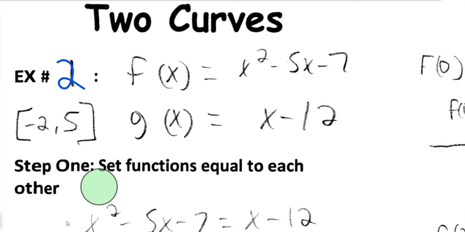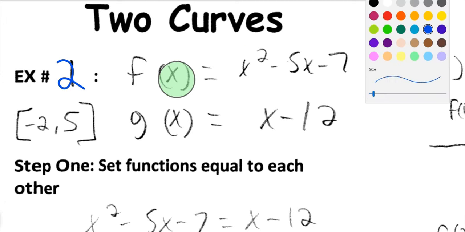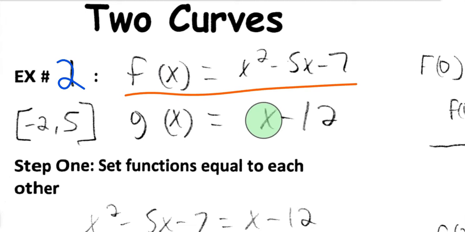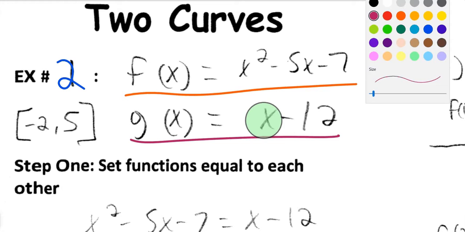All right, we're going to do another example of an area between two curves. For example number 2, we have f of x equals x squared minus 5x minus 7. So that is a quadratic, or a parabola if you want to think of it that way. And g of x equals x minus 12. It's a linear function.